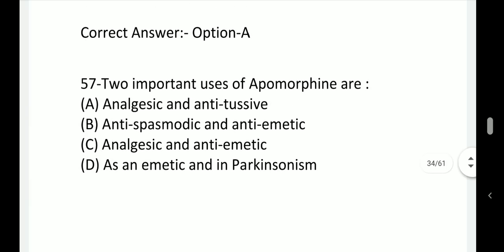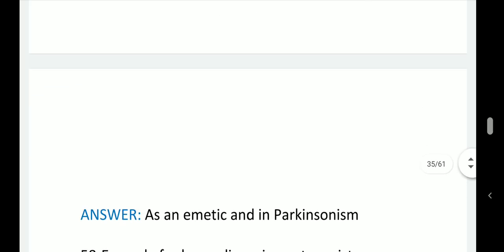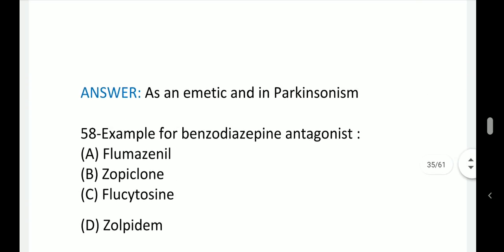Question number 57. Two important uses of apomorphine are option A, analgesic and antitussive. Option B, antispasmodic and antiemetic. Option C, analgesic and antiemetic. Option D, as an emetic and in Parkinsonism. Answer is as an emetic and in Parkinsonism. That is option D is the correct answer.